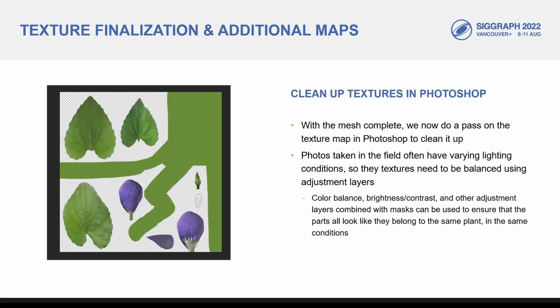A lot of times our source photos will be pulled from different plants. I know for a fact that the leaves for our blue-violet here came from 3 different plants. But we did do a color balance pass and a lot of other adjustment layers in Photoshop to make the leaves look more like they actually came from the same plant at the same time of day in the same location, which again is really important to create a believable and accurate texture for our model.